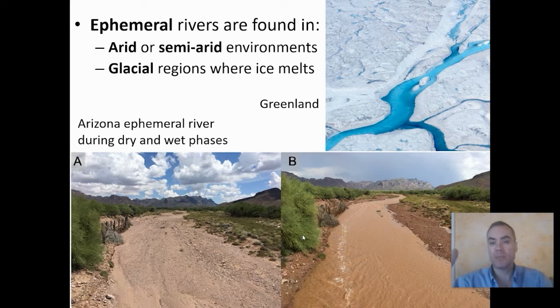There are certain other situations where you can have ephemeral rivers. For example, on the top right, you see the Greenland ice sheet, just kilometers thick. In the summertime, it melts on the top, just the top layers, and that meltwater running off creates ephemeral rivers that run to the ocean.